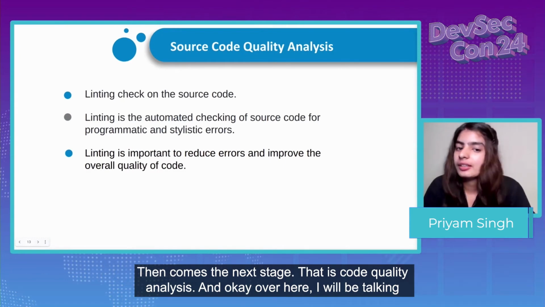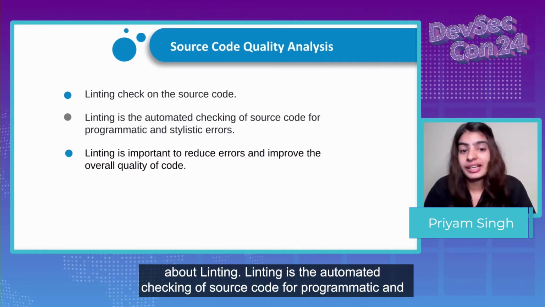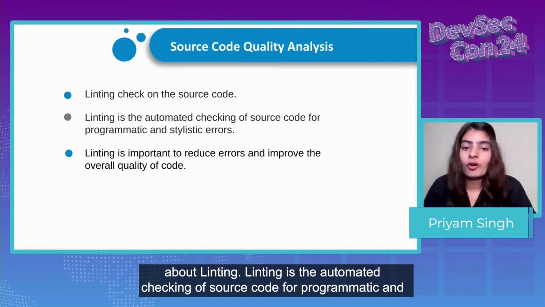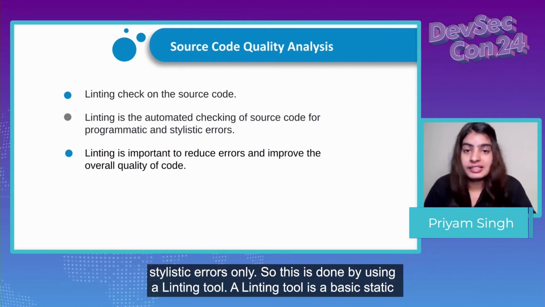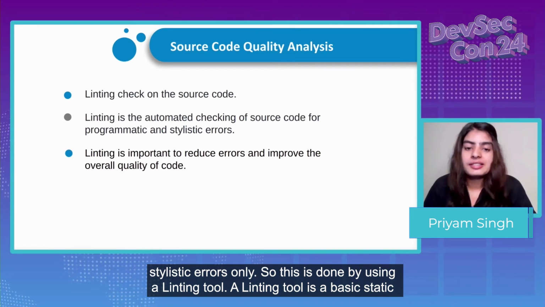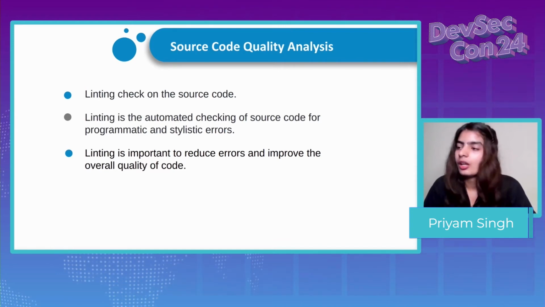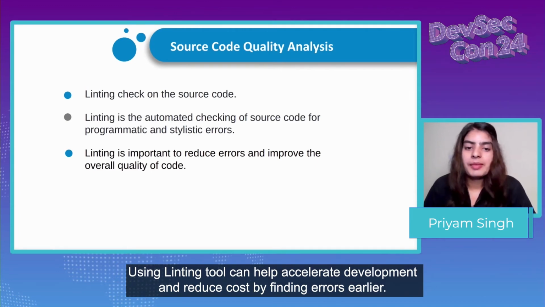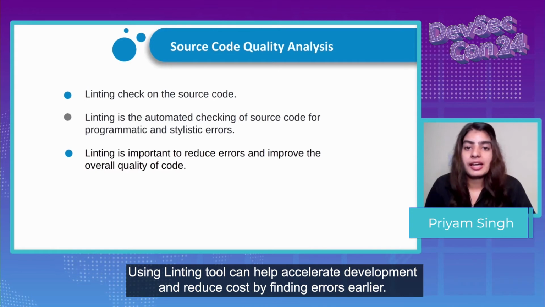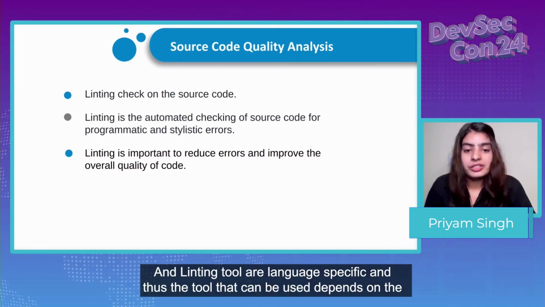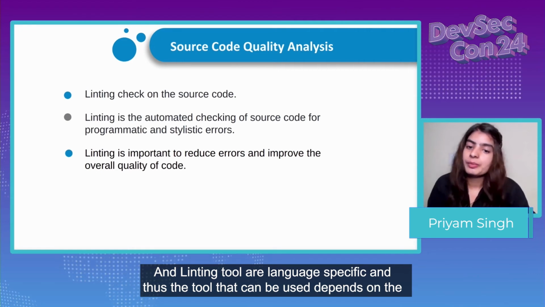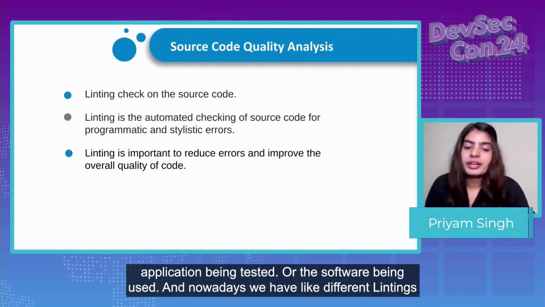Then comes the next stage, that is source code quality analysis. Over here I will be talking about linting. Linting is the automated checking of source code for programmatic and stylistic errors. This is done by using a linting tool. A lint tool is a basic static code analyzer. Linting is important to reduce errors and improve the overall quality of code. Using lint tools can help accelerate development and reduce costs by finding errors earlier. Linting tools are language specific, and thus the tool that can be used depends on the application being tested or the software being used.